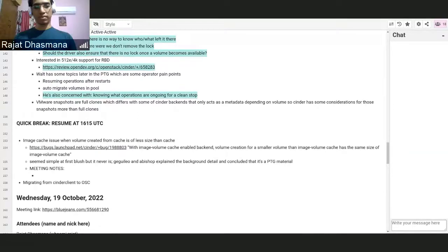Yeah, so generally we download the whole image from Glance, and in this case we just clone the image cache volume and extend it. So it is a much faster operation than, as I said, downloading the whole image again and again.